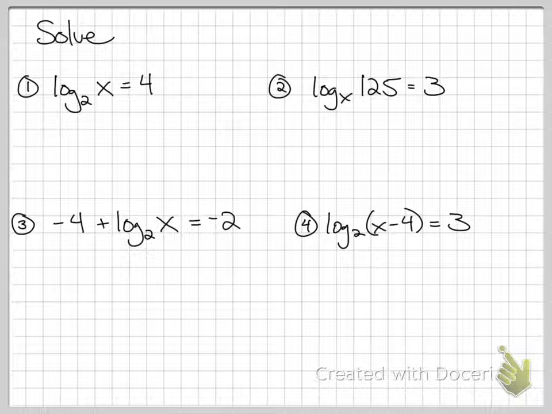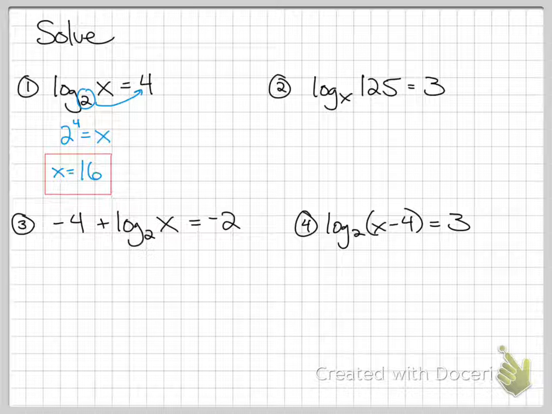Pause your video. Okay, so on number 1, the logarithm was all by itself to begin with on the left-hand side, so I was able to go straight to rewriting it as an exponent problem. 2 to the 4th equals x, and then since 2 to the 4th is 16, x equals 16.